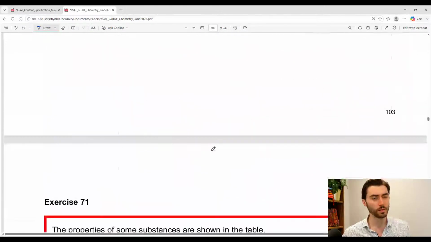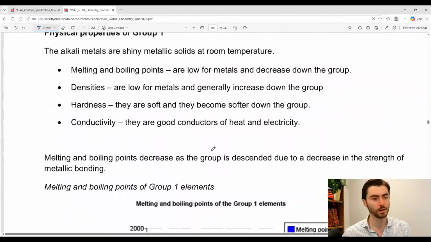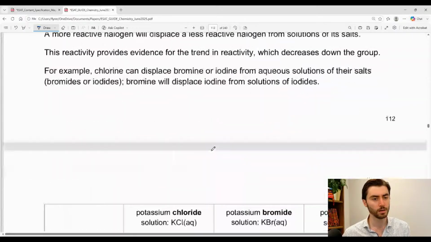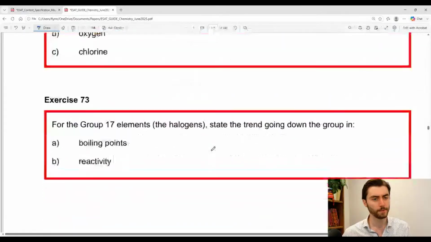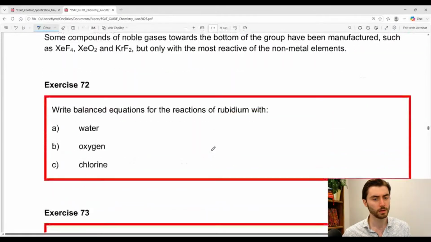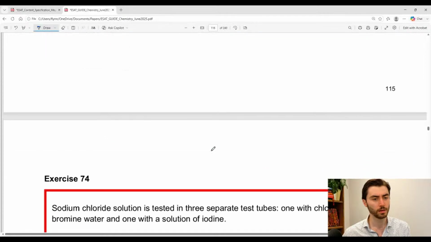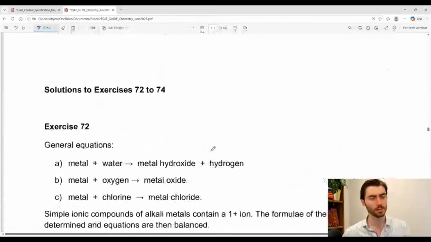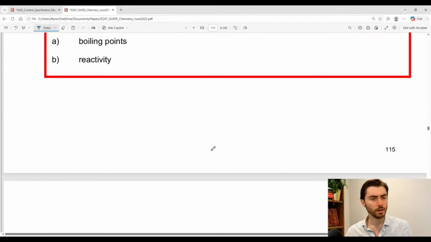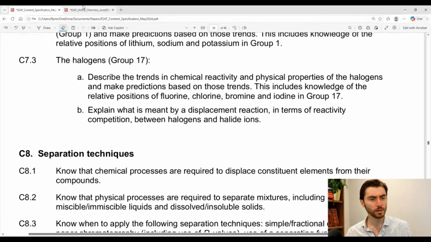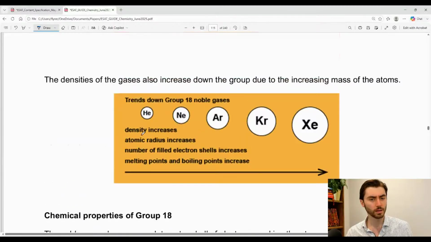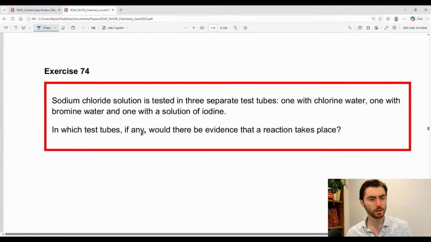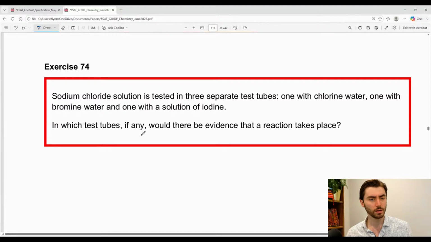So 7.3. Are they going to give me... Where's... Oh, no. Did I overshoot the mark? I didn't actually. Okay, here we go.